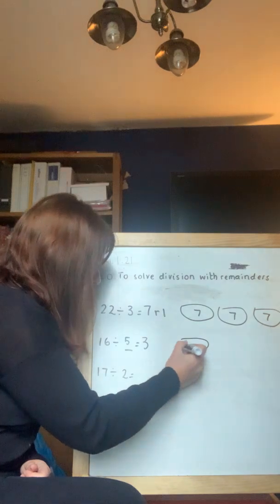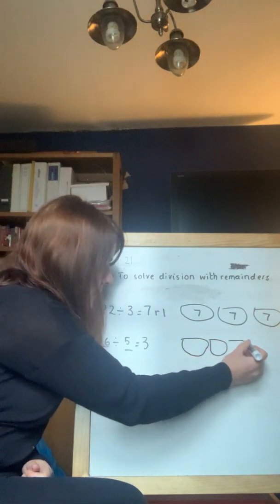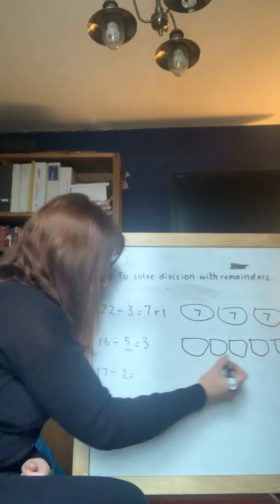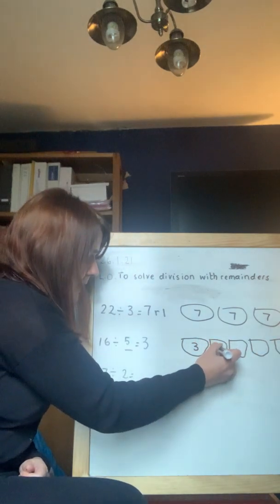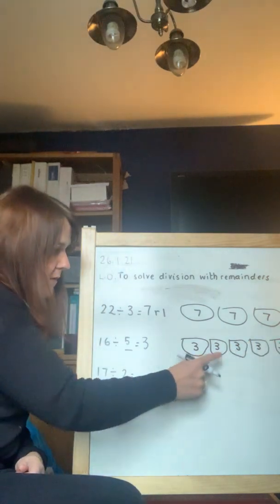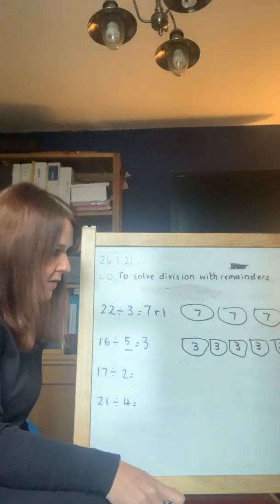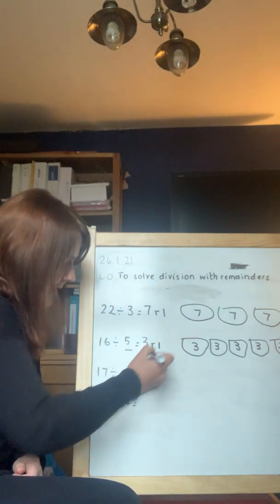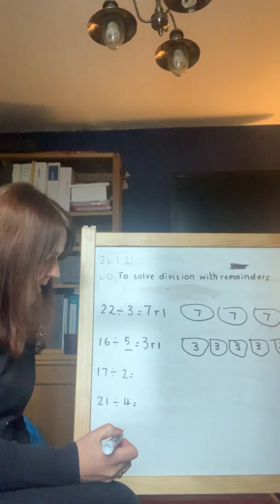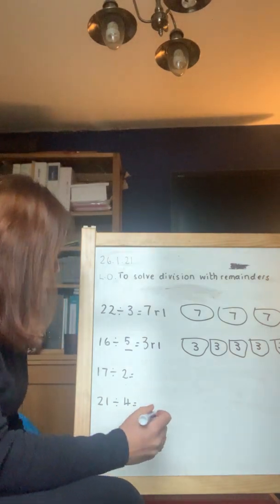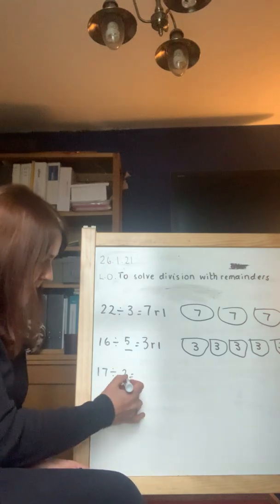So if we had 1, 2, 3, 4, 5 for our 5 groups, 3, 3, 3, 3, 3. 5 times 3 is 15, and what would be left over? How many more do we need to get up to 16? The remainder is 1. 17 divided by 2, what's our divisor this time? It's 2, so we're going to use the 2 times table.